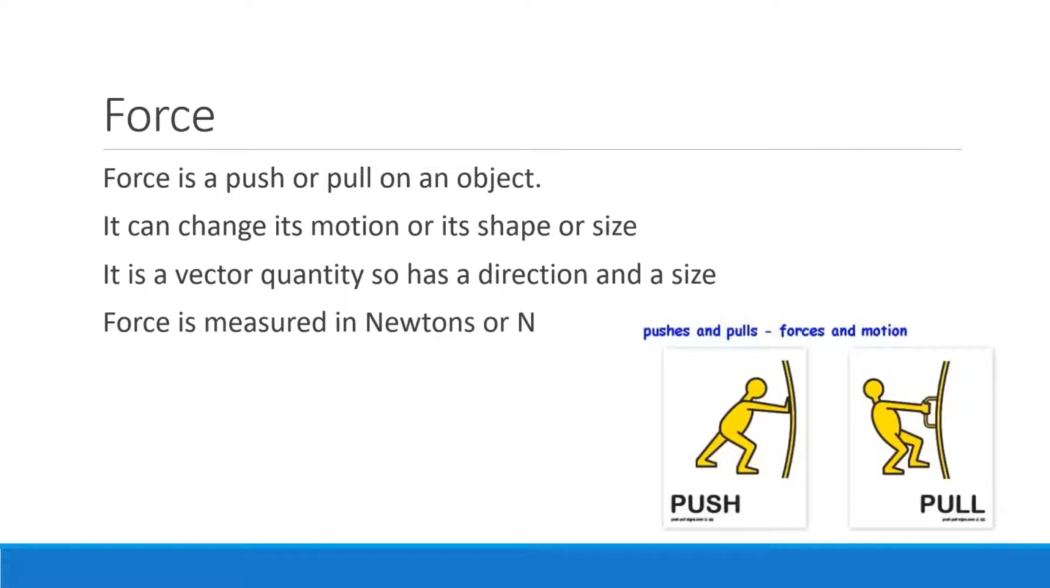1 newton is about the amount of force needed to pick up an apple. That's usually the classic definition. But if you don't like that definition, then you can think of your own. Like, 10 newtons is the amount of force needed to pick up a bottle of milk. Whatever you want. I'm going to leave this up for a second, and then I'm going to change the slide.